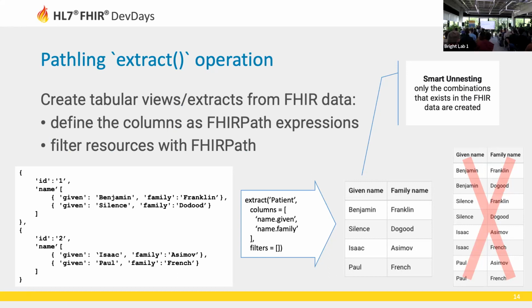So for example, here we want to extract name.given and name.family. We're going to produce combinations of Benjamin Franklin and Silence Dogood, which exist in the input data right here, and not the Cartesian product of all the values that exist in the data set. So it does this in a way that produces correct results in the tabular view.